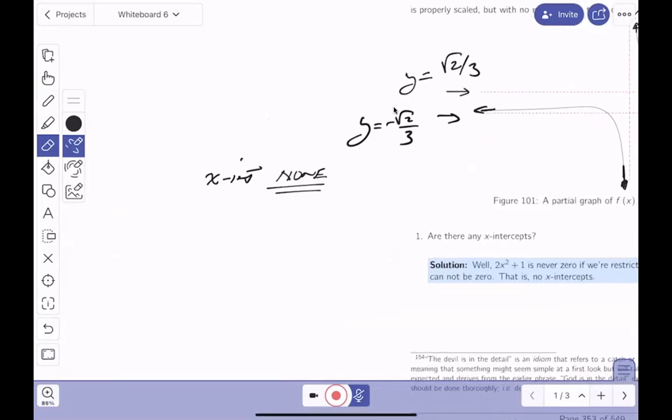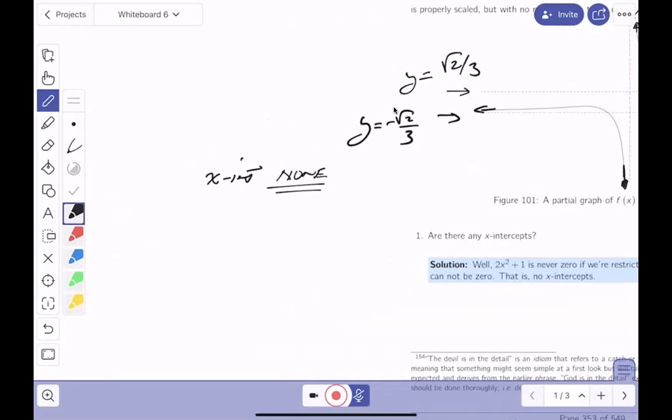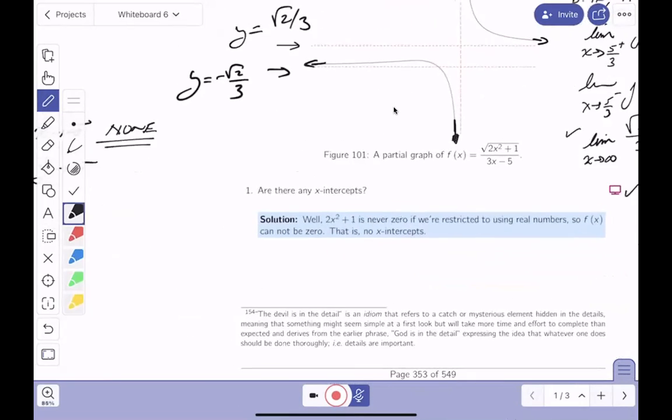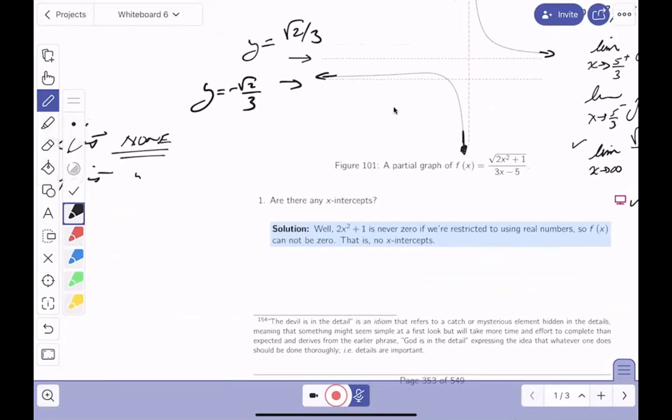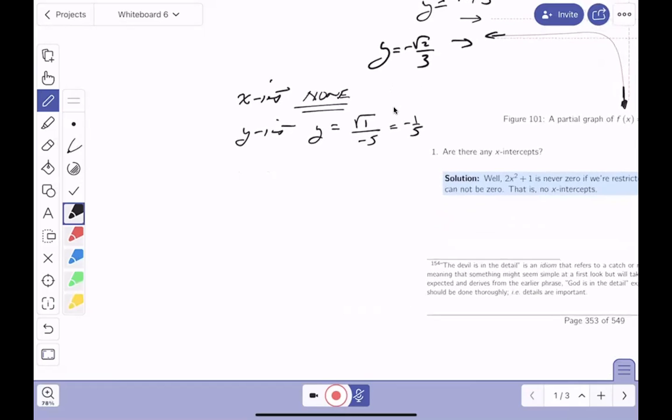All right, what I want to do now is see, are there any y-intercepts? Well, what's the y-intercept going to be? Set x to be 0. What do you get? y would equal, setting x to 0, root 1 over what? Minus 5. So that's going to be minus 1/5. All right, so what do I have over here? If x is 0, I would get minus 1/5.